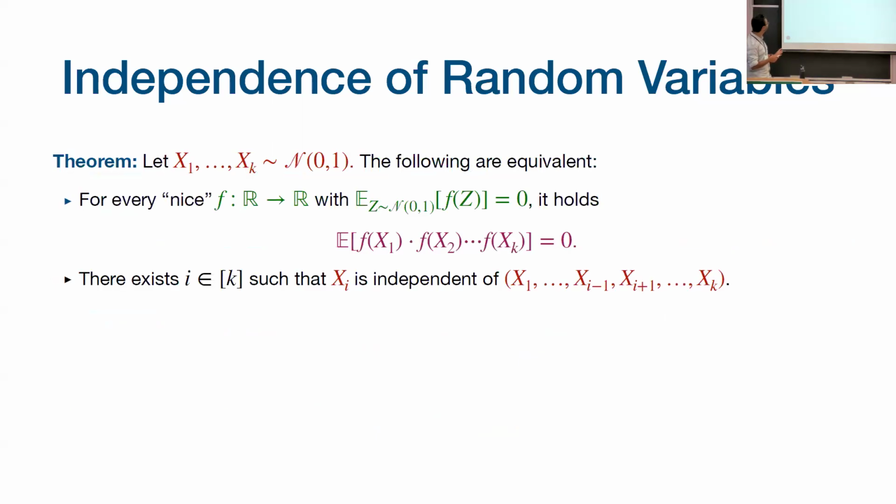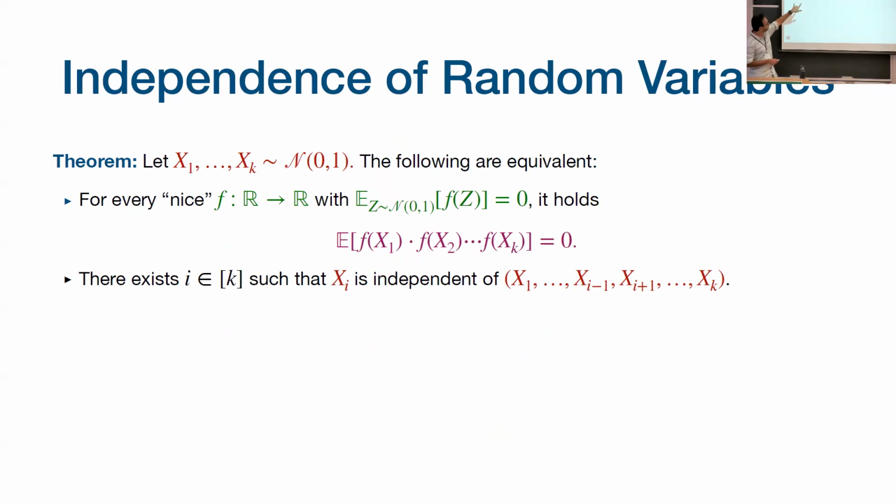So I'll just quickly state the theorem. If you have k Gaussian random variables, then the following are equivalent. For every nice function f with expectation f 0, it holds that this expectation is 0, which is the expectation of f of x1, f of x2, and so on up till f of xk. And this is equivalent to saying that some coordinate i is independent of the remaining coordinates.